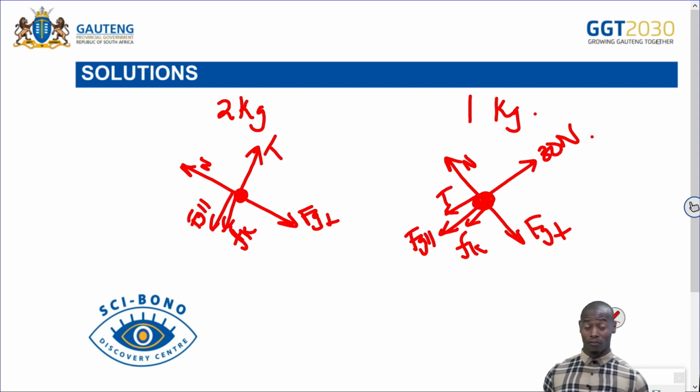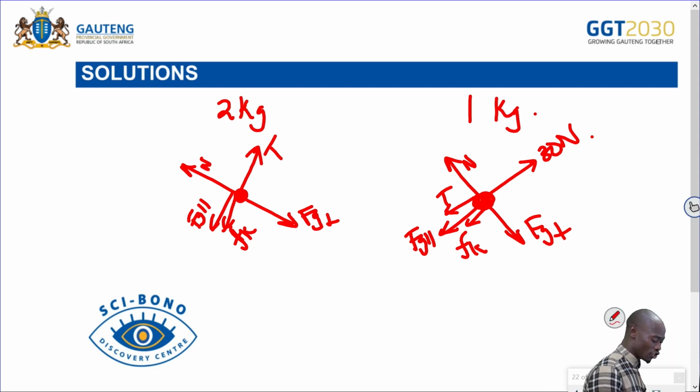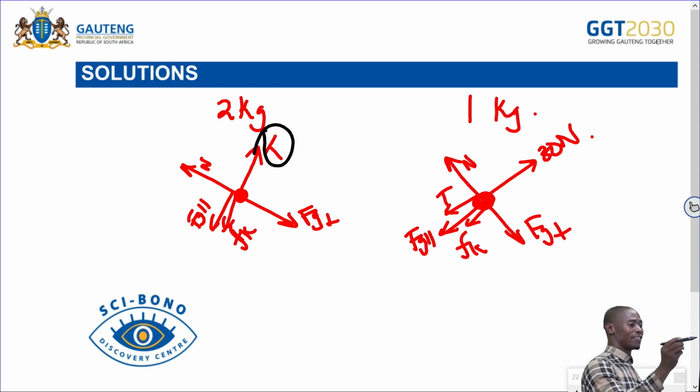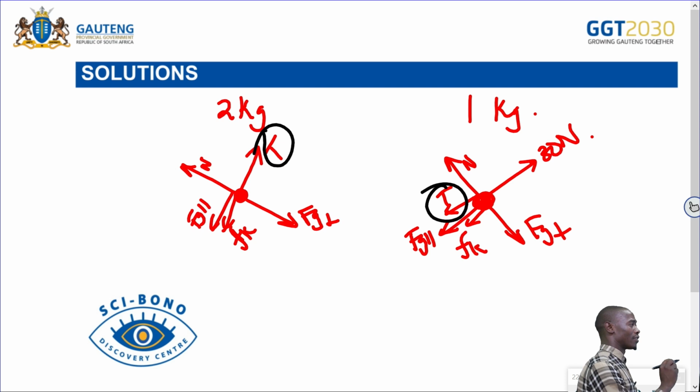So this is what I have. I need to resolve because now I'm dealing with calculations. But if they say draw a free body diagram, you don't resolve. We want to see the forces as they are. You resolve when it comes to calculations. They are looking for tension here. Remember, this tension here and this tension here are equal in magnitude but acting in opposite directions. So let's start with the 2 kilogram, focusing on the forces that are parallel to the incline.